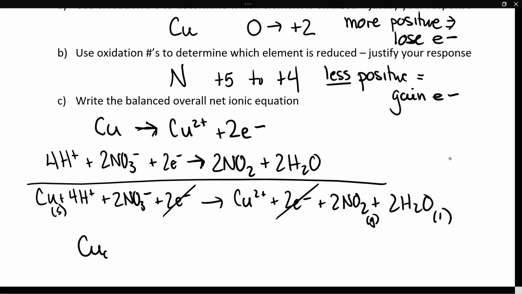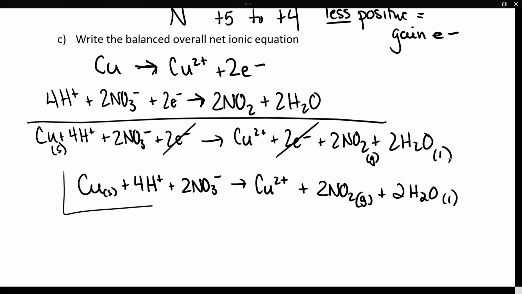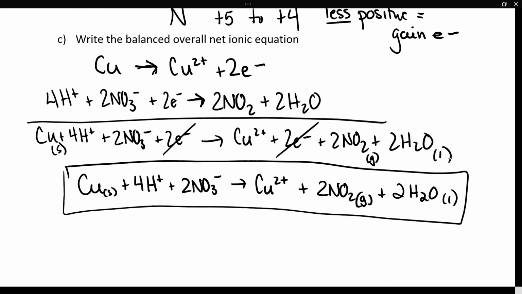I've got my solid copper and some hydrogen ions and some nitrate ions forming copper ions, and then some nitrogen dioxide gas, and then 2 liquid waters. So again, this is the reaction we saw if you have seen either the copper cycle lab or the dissolving of brass or dissolving of a penny. You have copper that dissolves in nitric acid. This is what's going on there. It's actually a redox reaction that is occurring.